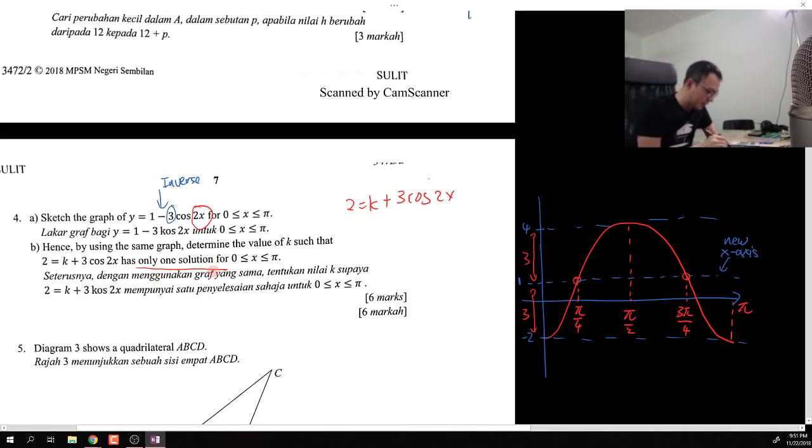So I will need to have my equation. My equation will be 1 minus 3 cos 2x, right? So this is 2 here. I do not want to have 2, so I will separate the 2, become 1 plus 1. Then I move the plus 1 to the other side, becoming minus 1. And then I move the 3 cos 2x to the other side, becoming minus 3 cos 2x equals k minus 1.